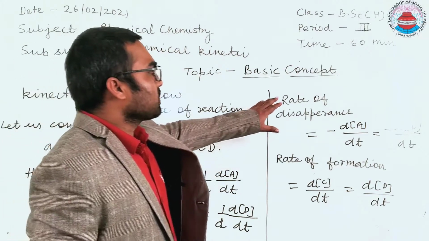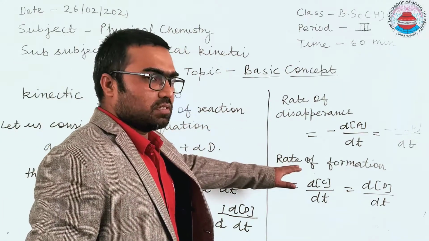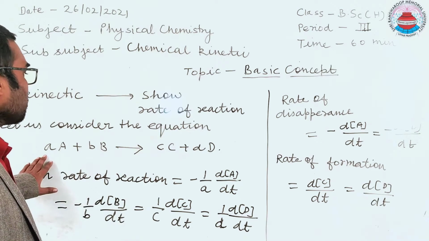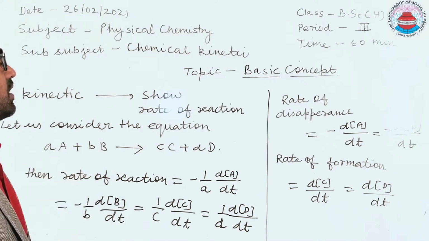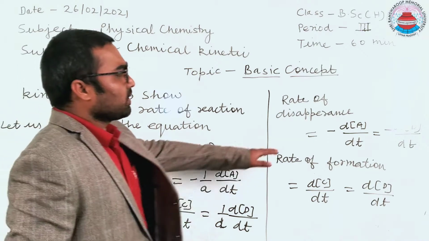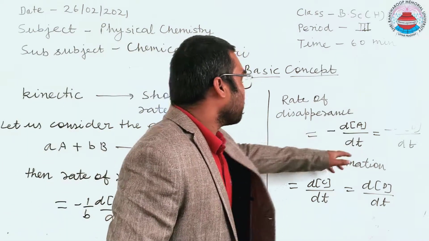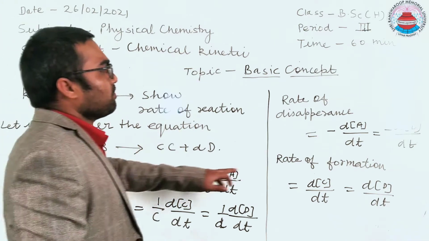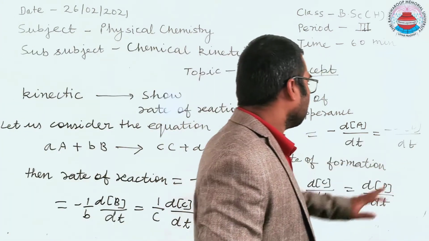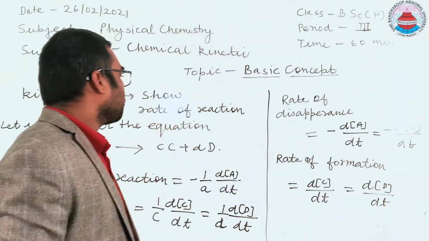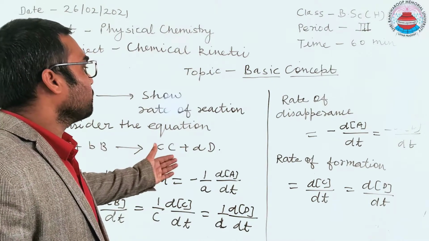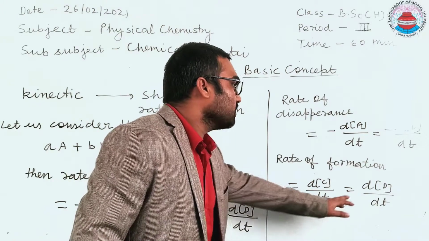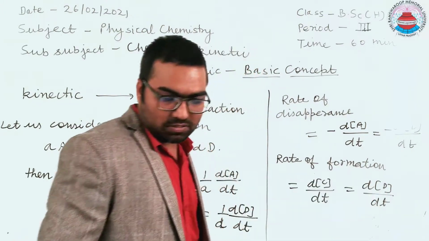What is the rate of disappearance? If we do not take the coefficient part, then we can write the rate of disappearance as minus dA upon dt in case of A, and in case of B minus dB upon dt. Rate of formation is the product formation, then rate of formation is dC upon dt equal to dD upon dt.